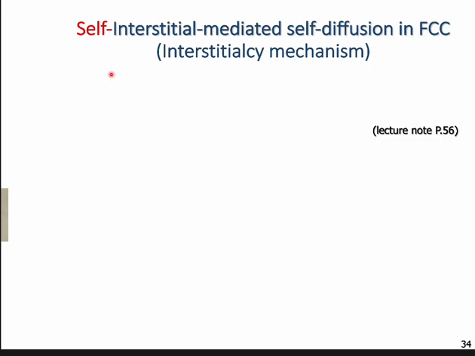Okay, so let's give you an example. Self-interstitial mediated self-diffusion in FCC. When you visualize the term we call self-interstitial mediated self-diffusion, self means the host. So we have the host atom at an interstitial site, and it will drive the self-host diffusion in FCC. Then this just tells you this belongs to the interstitial mechanism.